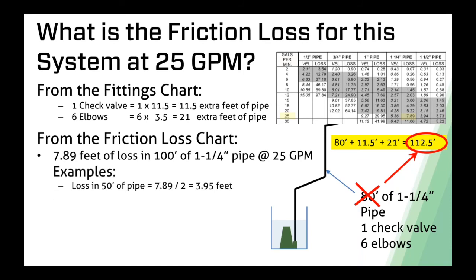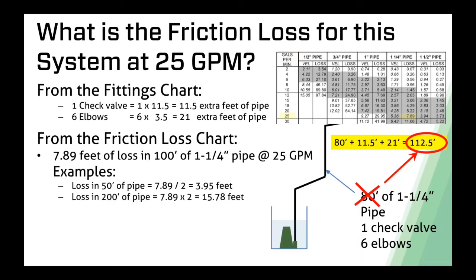So some examples of this. Let's say that we wanted to know how much loss we had in that same pipe at 25 gallons a minute. But let's say instead of 100 feet of pipe, we only had 50 feet of pipe. Well, in that case, you would take that 7.89, that value that you pulled from the chart, and you would divide it by 2, because again, the chart is set up for pipe lengths of 100 feet. So if we only had half that, you would divide that value by 2.